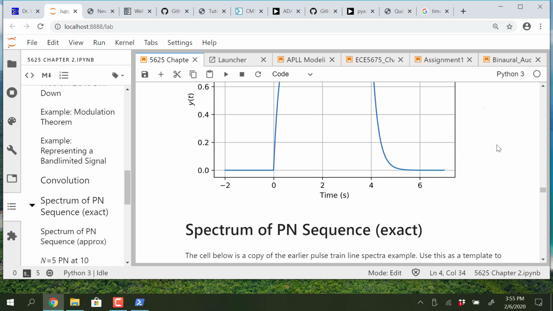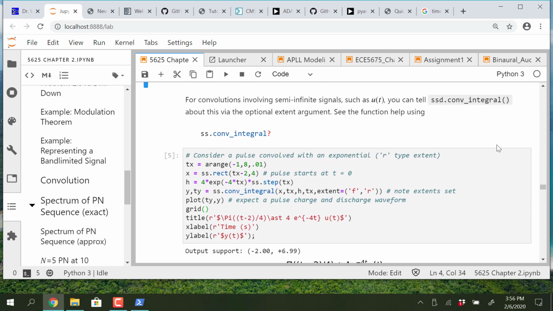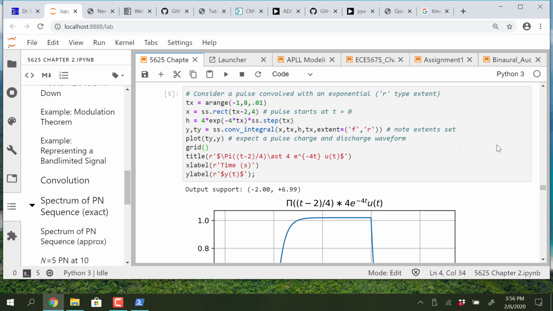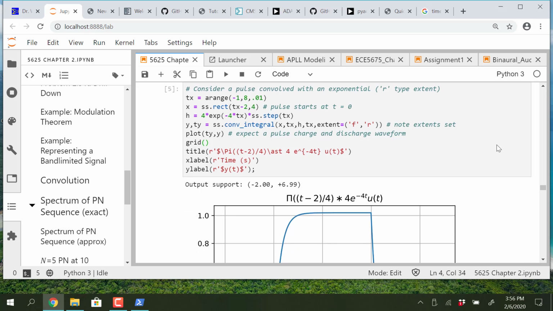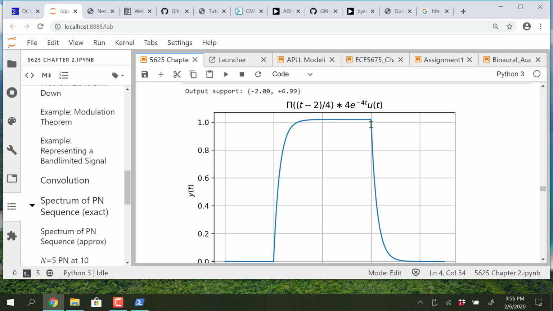But there are other cases where that's not true. I'm not really going to go into it to a great extent, but I did do an example here where I took a function kind of similar to what we're looking at, only I took a rectangle pulse and then convolved it with an exponential decay. So I made use of the extents. I said the rectangle is finite extent, and the exponential is a right-sided sequence. It goes off to infinity. And then I set it to convolve that.